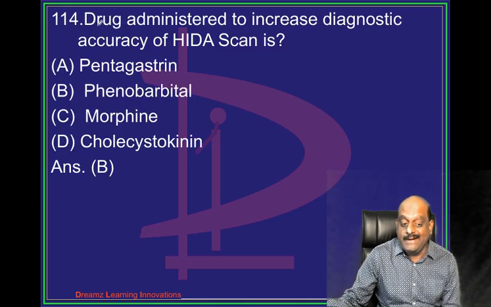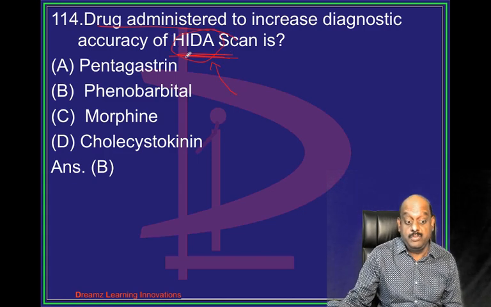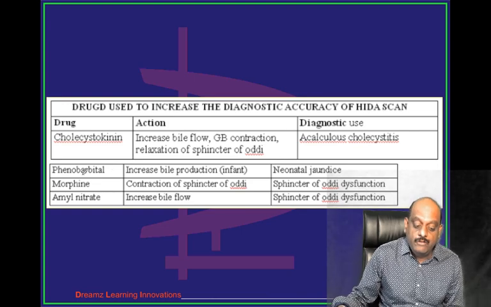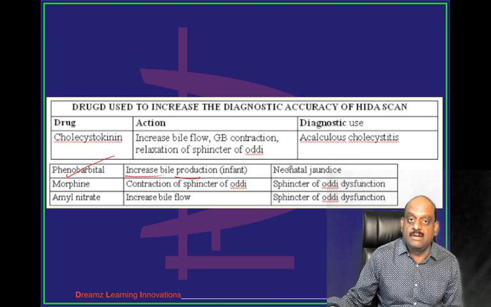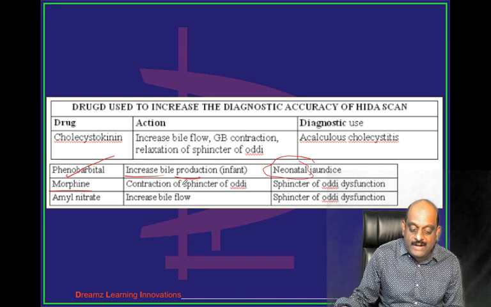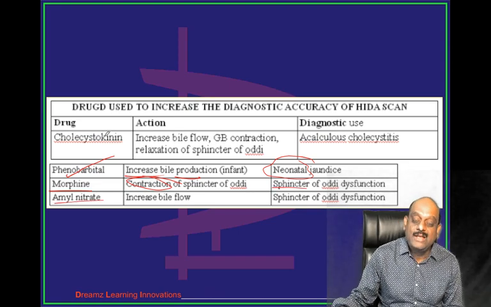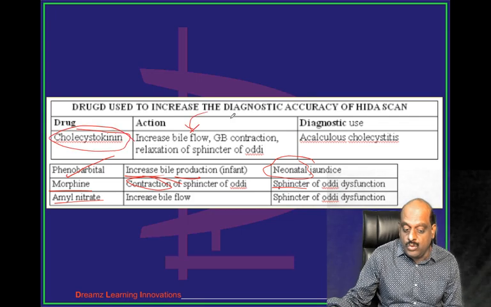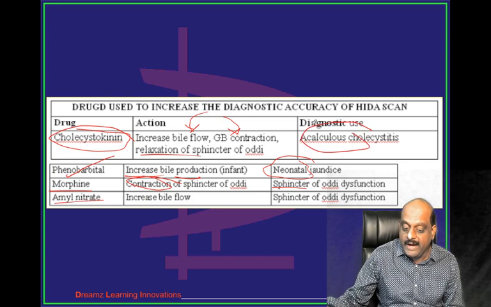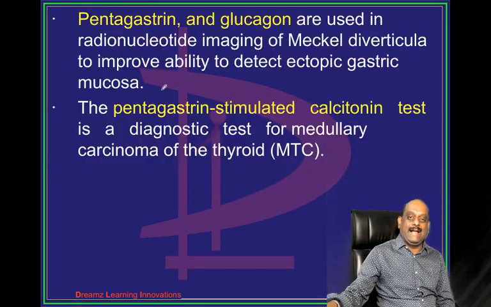Now, doctor, which drug is administered to increase the diagnostic accuracy of the HIDA scan? This is a beautiful question. Phenobarbital. You should remember, phenobarbital increases bile production and is used in neonatal jaundice. Morphine contracts the sphincter of Oddi, used in sphincter of Oddi dysfunction, even amyl nitrate also. Cholecystokinin increases bile flow, gallbladder contraction, and relaxation of the sphincter of Oddi. It is used diagnostically in acalculous cholecystitis.